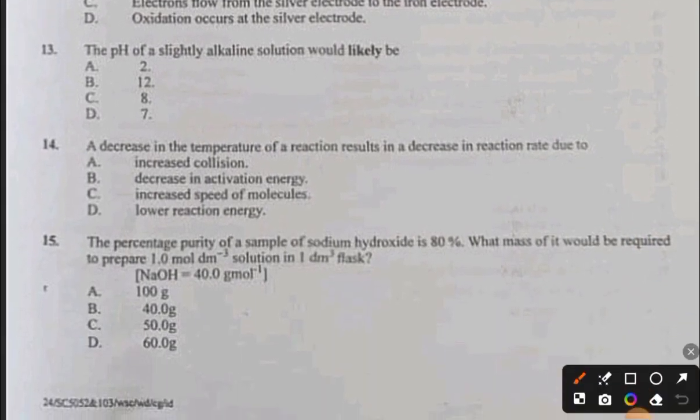Question 13. The pH of a slightly alkaline solution will be. We have 2, 12, 8, and then 7. Answer is C, 8.